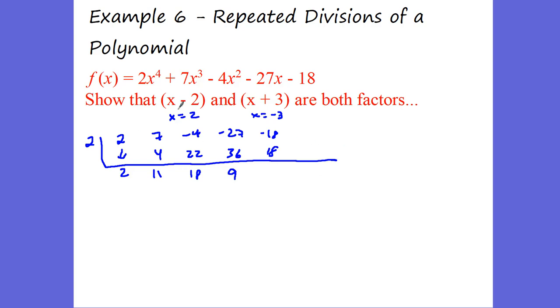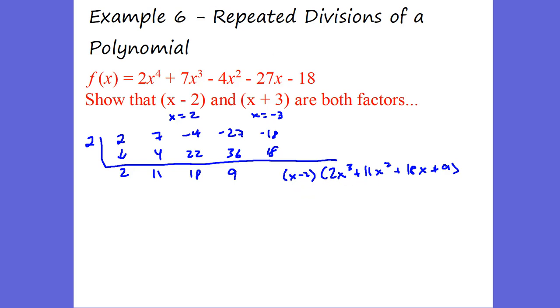Which means if we just divided x minus 2 into this, we would end up getting 2x to the third power plus 11x squared plus 18x plus 9. That would be the leftover function when I did x minus 2. And so we knew this was a factor because it gave us a remainder of 0.